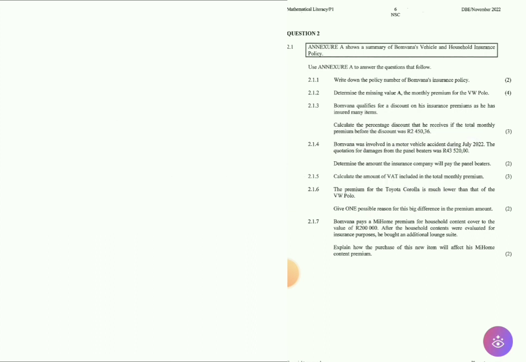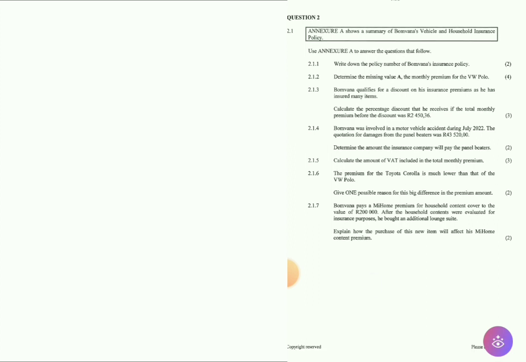2.1.7 Bomvana pays Maya home premium for household content cover to the value of 200,000 rand. After the household contents were evaluated for insurance purposes, he bought an additional lounge suite. Explain how the purchase of this new item will affect his Maya home content premium. Let's go to the annexure, guys.